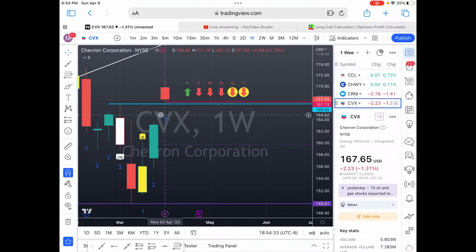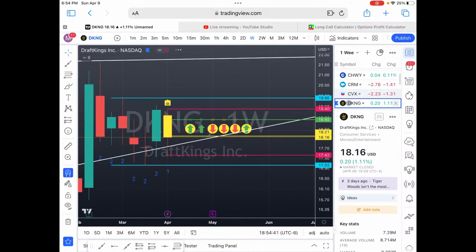And then once this gap gets filled, then we go back to the bottom of the wick for the next target. So that's the setup on CVX, puts at 167.13.